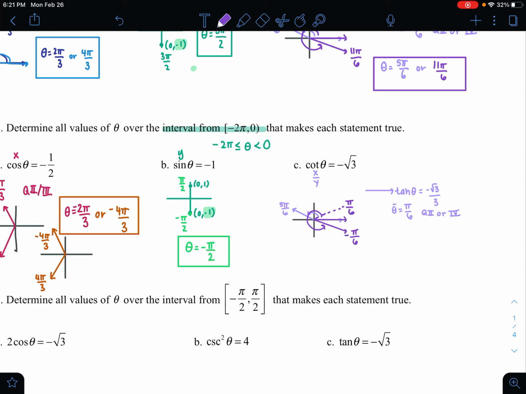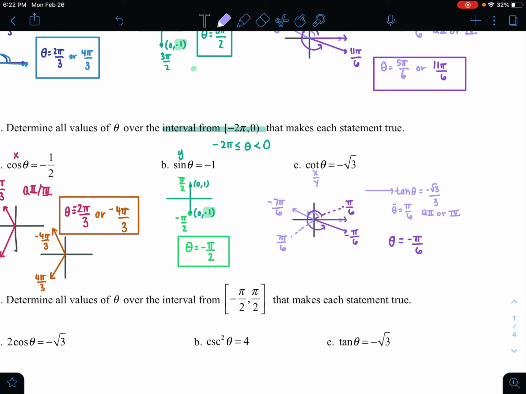Now similarly to in quadrant 2, well, the 5 pi over 6 isn't going to work anymore. But if we need something to get reflected into quadrant 2, we know that this is 7 pi over 6, meaning that this would be negative 7 pi over 6, which satisfies the interval that we're trying to uphold.